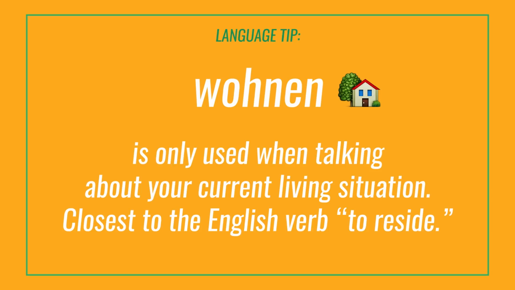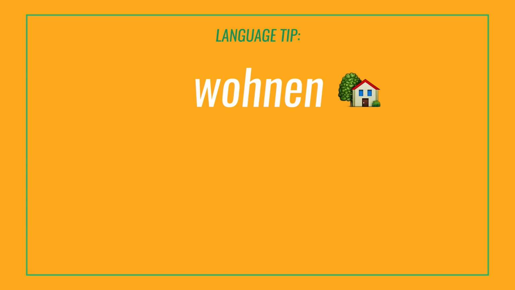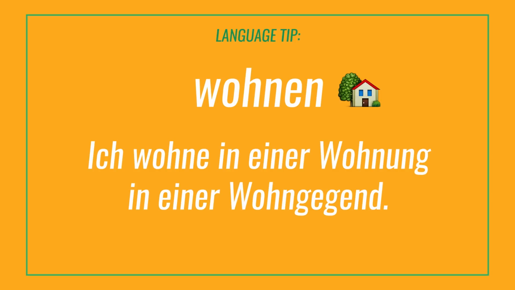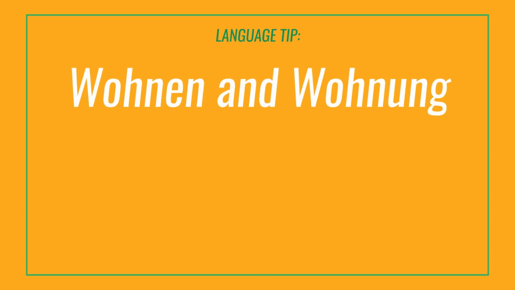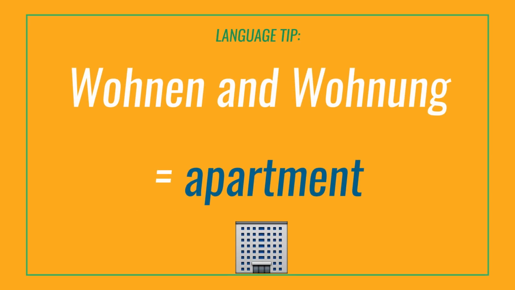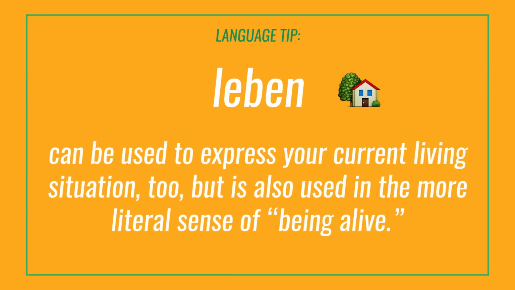English verb to reside. For example, ich wohne in einer Wohnung in einer Wohngegend means I live in an apartment in a residential area. Wohnen and Wohnung, which means apartment, have the same origin. The verb leben can be used to express this too, but is also used in the more literal sense, like er lebt, which means he's alive.